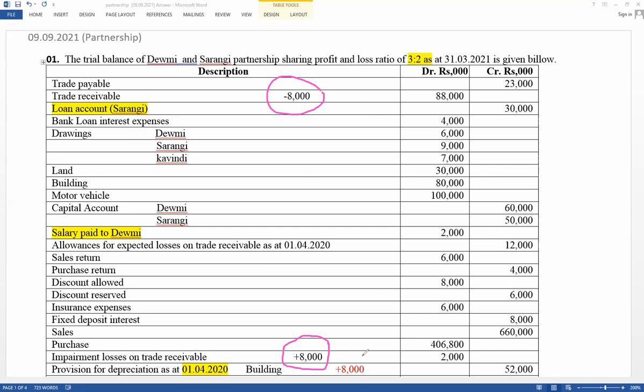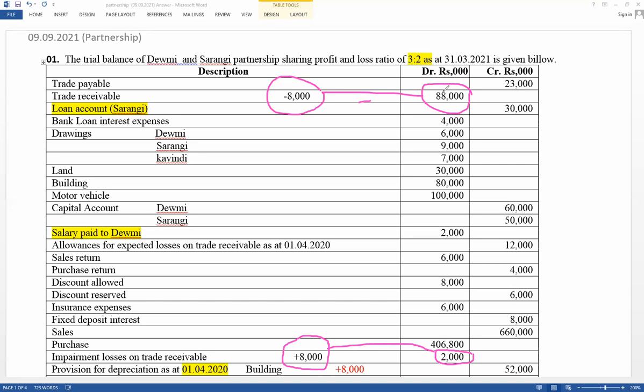Therefore, now think about bad debts total value. It is equal to impairment loss on trade receivable. Therefore, total value equal 10,000. Therefore, in the income statement, impairment loss on trade receivable is 10,000. And correct debtor value equals this value deduct this one. Therefore, correct debtor value equals 80,000.